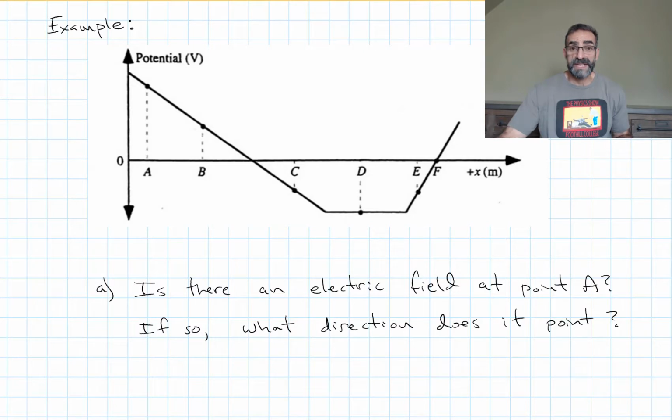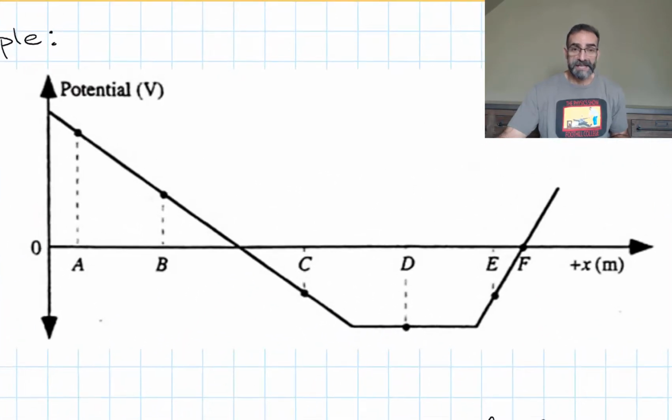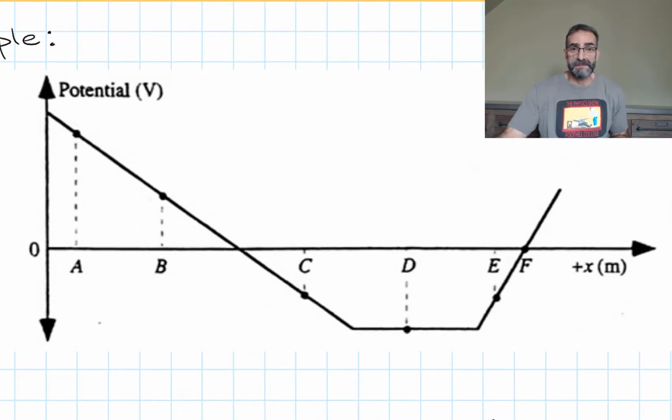Here's a graph of electric potential versus position in some region of space. And we're going to look at various locations. Let's take a look first at location A. If we were located at location A, would we measure an electric field at that location? If so, what direction does it point?